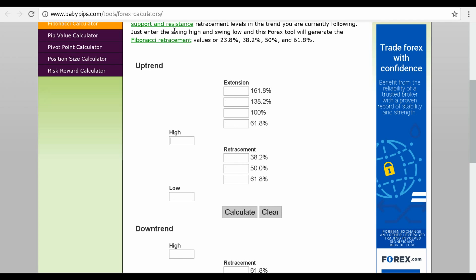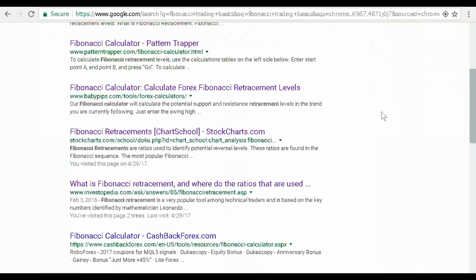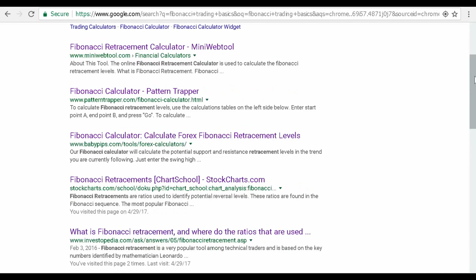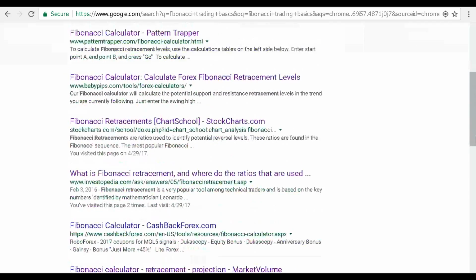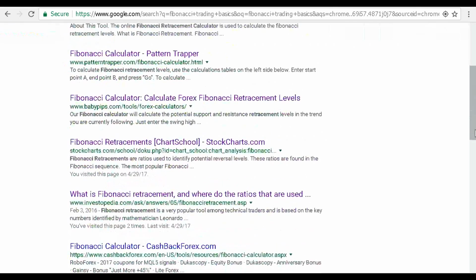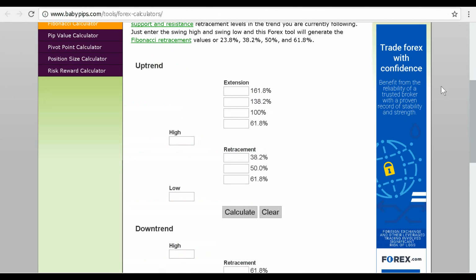Let's clear it out. Okay, so first thing you want to do is, now you can calculate them with a calculator, but why do that nowadays? You might as well just use the tools that are online. I like to go to Google and type in Fibonacci retracement calculator. And you get a whole bunch of them, and you can pick your favorite one. All right, today I'm going to use the one from babypips.com. There it is right there on Google. I just clicked on it, and there it is.